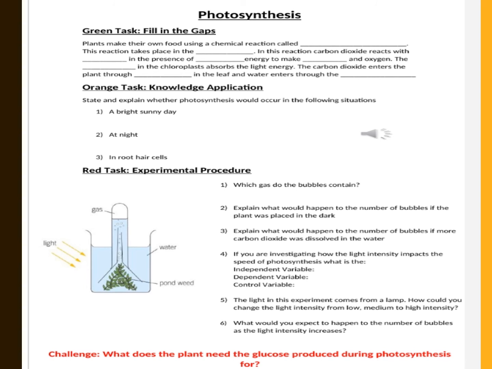Question number 4 is, if you are investigating how the light intensity impacts the speed of photosynthesis, what is the independent variable? Dependent variable and control variable. Okay. The next one is, the light in this experiment comes from a lamp. How could you change the light intensity from low, medium to high intensity? And question number 6 is, what would you expect to happen to the number of bubbles as the light intensity increases.